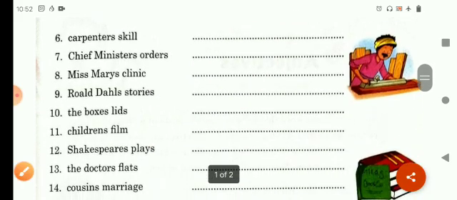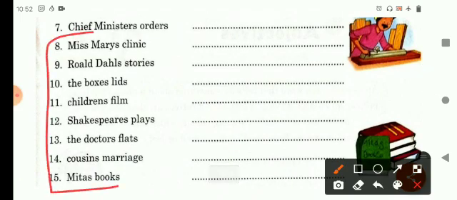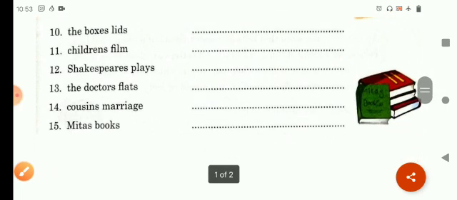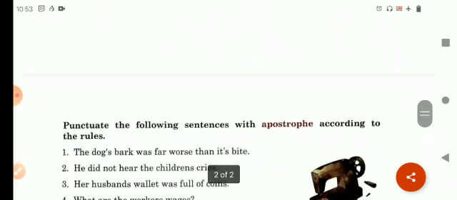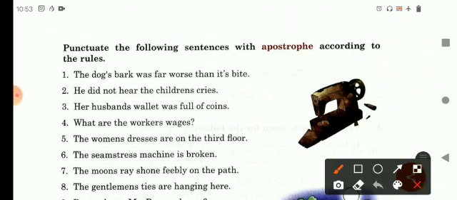Now children, the rest of the sentences you can do on your own. Read them carefully and insert the symbol wherever required. Now in your exercise number 2, let's see what you have to do. You have to punctuate the following sentences with an apostrophe according to the rules. Here also you have to do the same thing. You have to follow the rule of singular and plural form and rewrite the sentence using the correct apostrophe.